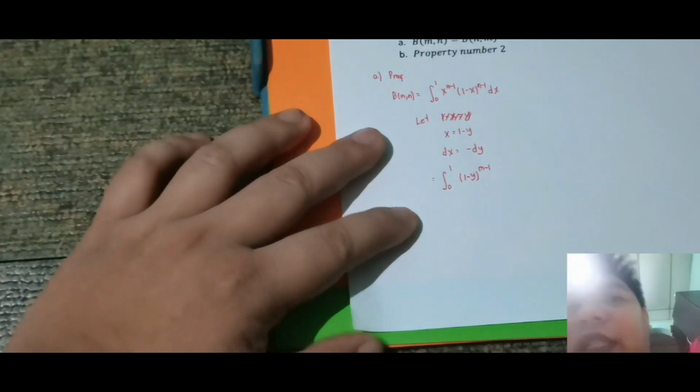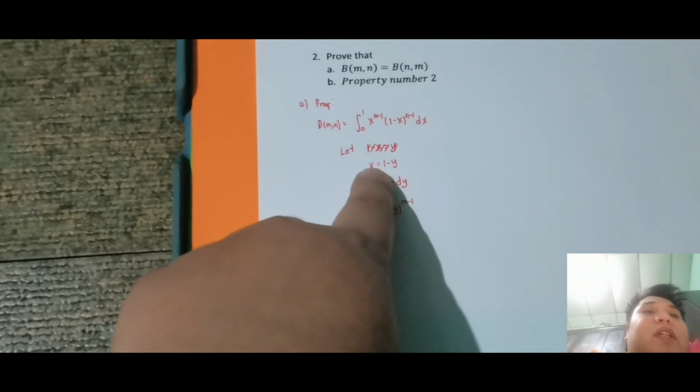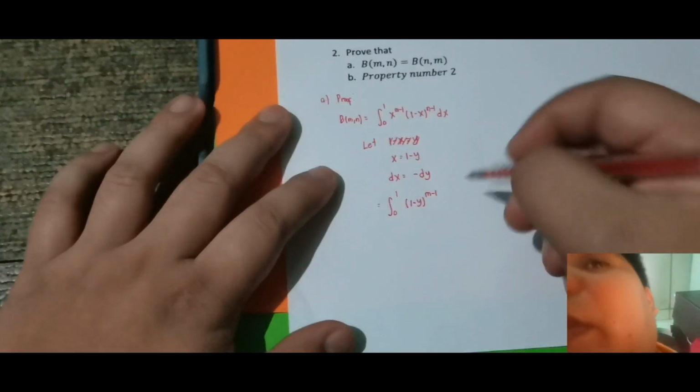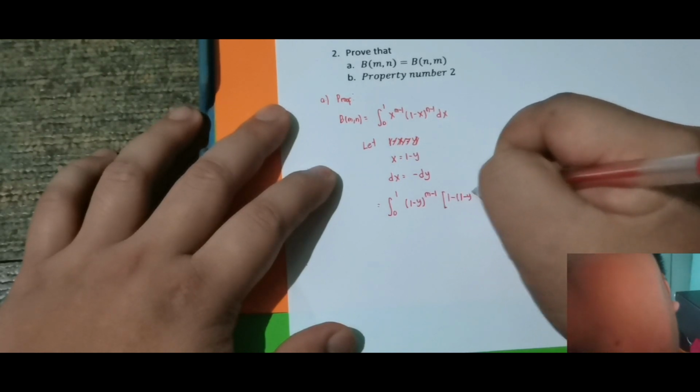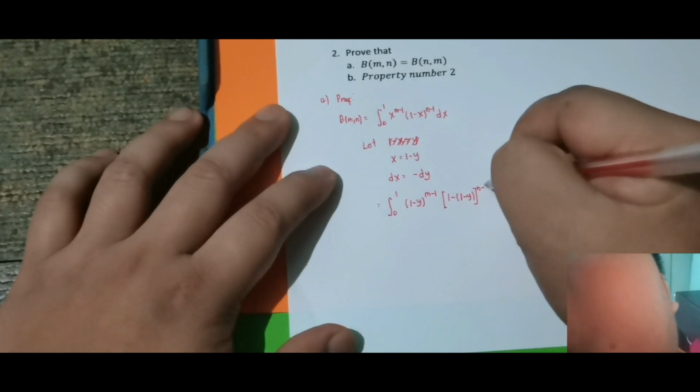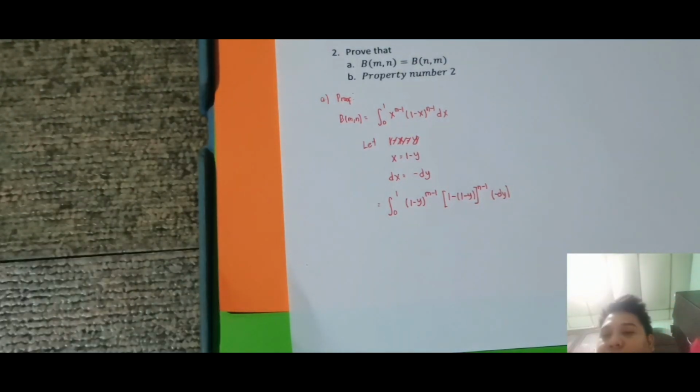Then yung 1 minus x, yung 1 minus x minus 1 minus y, so that is positive y, no? So kung papansinin niyo, this is just 1 minus (1 minus y), then raised sa n minus 1, then negative dy. Okay, so check ko lang yung magiging aid ng solution. Okay, so tama rin, no?